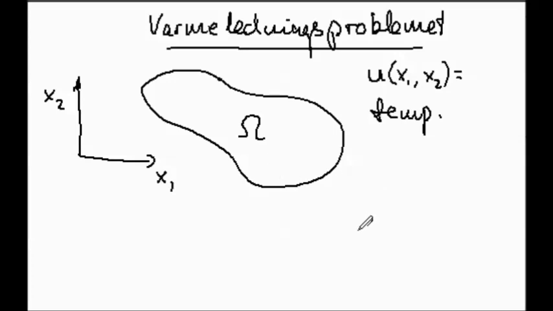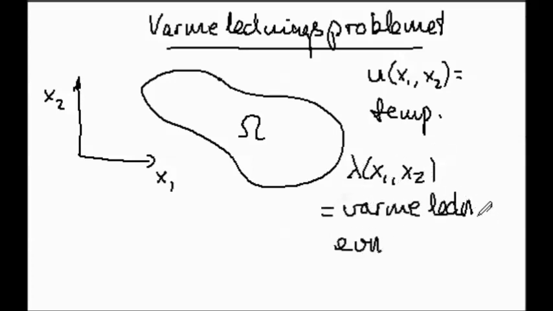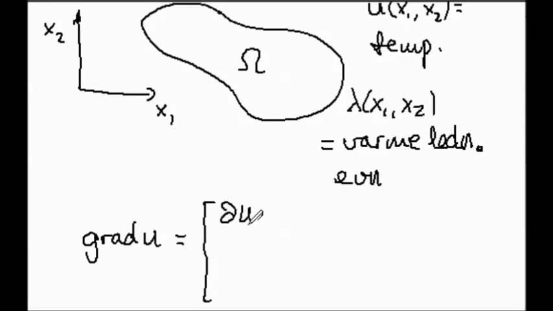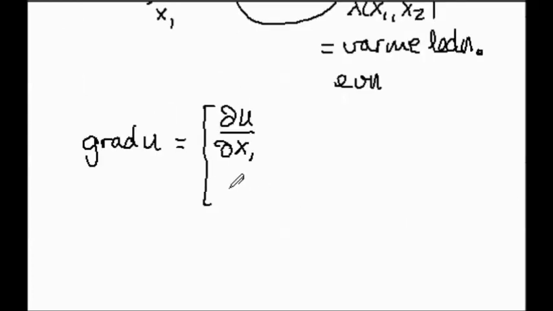The material omega has some heat conductivity called lambda. And this function lambda is a function, of course, of the coordinates x1 and x2. Let's recall the definition of the gradient of the temperature U. We have two components in this case because we are in the plane. So in the first component we have the partial derivative of U with respect to x1, and in the second component we have the partial derivative of U with respect to x2.